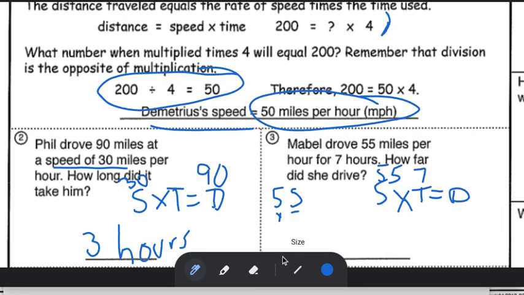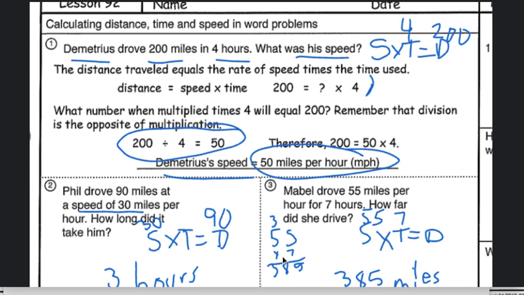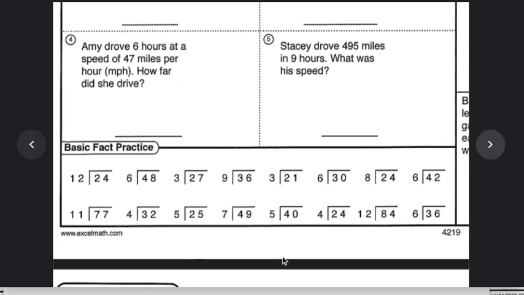55 times 7. 5 times 7 is 35. Carry the 3 over there. 5 times 7 is 35 again, plus 3 is 38. So the answer is 385. How far did she drive? 385 miles is the answer. Okay, now let's move to the next one.